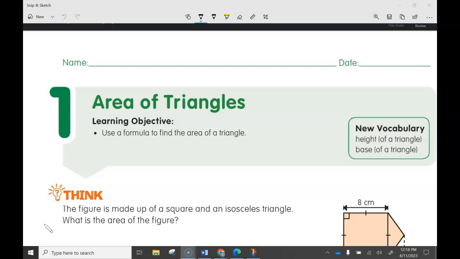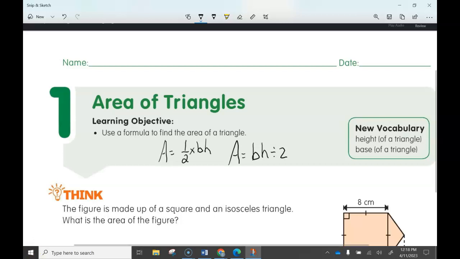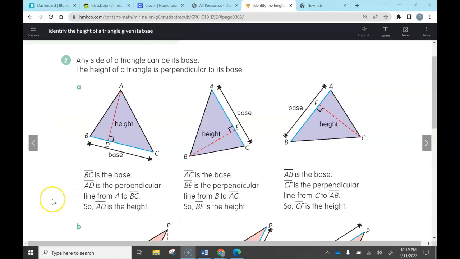Right away, the formula for area of a triangle is going to equal this. Area equals 1/2 times base times the height. Or some people even have area equals base times height divided by 2. Same thing here, 1/2 times the base times the height, or base times height divided by 2. So I want you to write that down, even write in your math book just like I did, so you can reference it throughout this lesson.